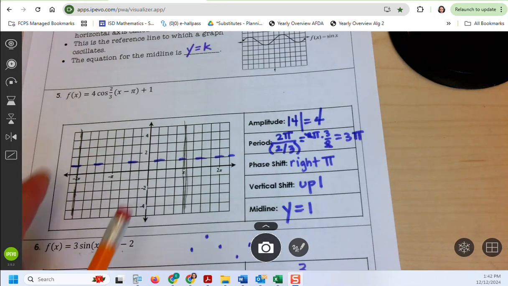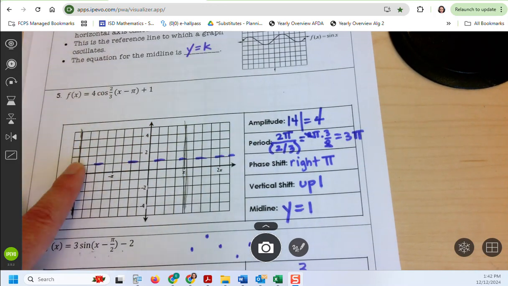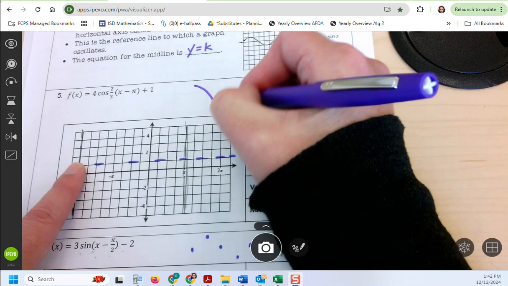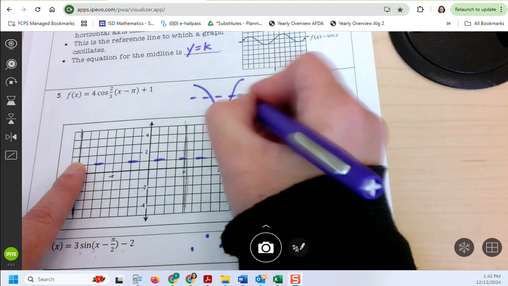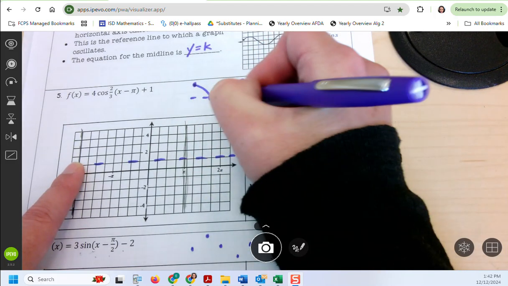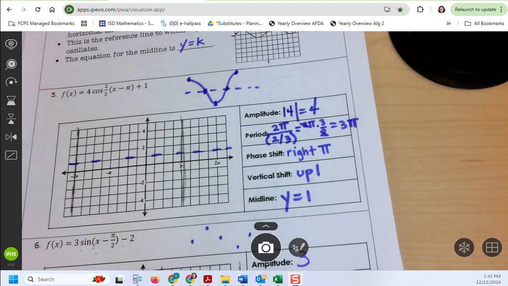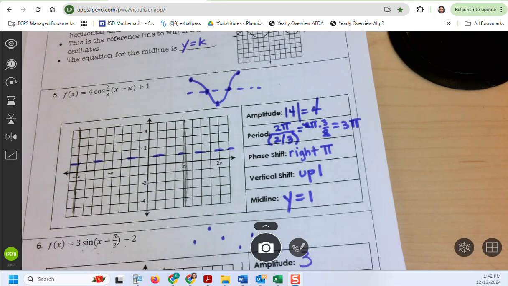So between negative 2 pi and pi, there's a full cycle of cosine. Now remember that cosine is that cup shape, like that. You have a midline in the middle, and so your points are up, midline, down, midline, up. So I just drew a parent function right there, so I remember what shape my cosine function is.